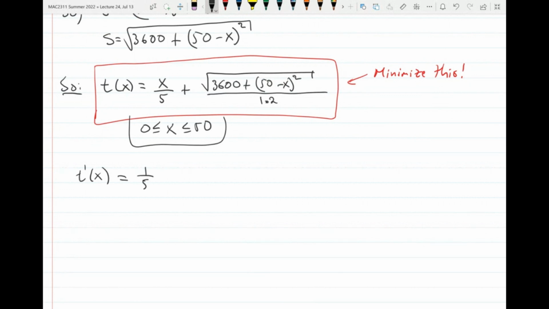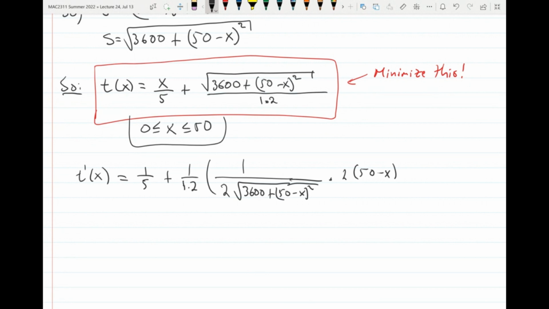All right, so this is 1 over 5 plus 1 over 1.2, it's just a constant, times, now let's begin. So the derivative of that radical is 1 over 2 square root of 3600 plus (50 minus x) squared times the derivative of the inside, which is 2 times (50 minus x), times the derivative of the inside, which is a negative 1. So there are multiple chain rules happening here, okay?